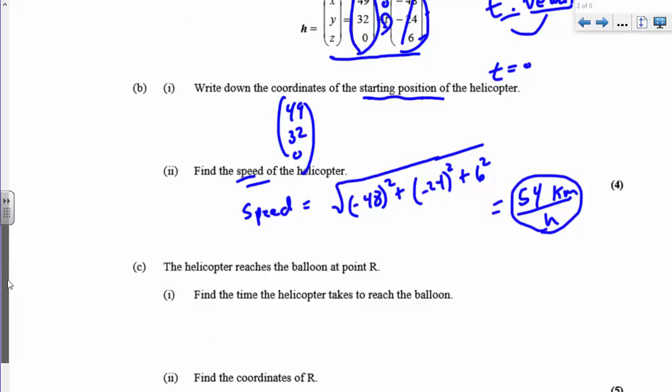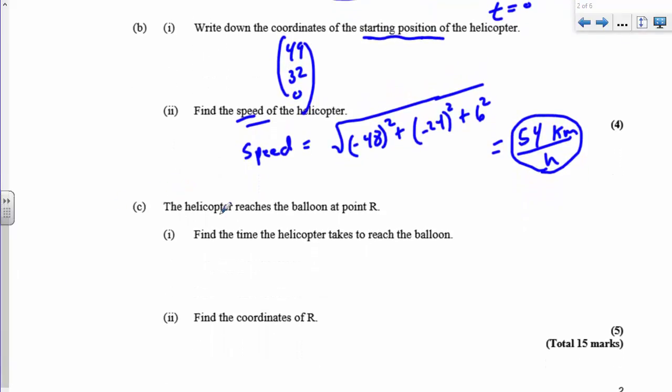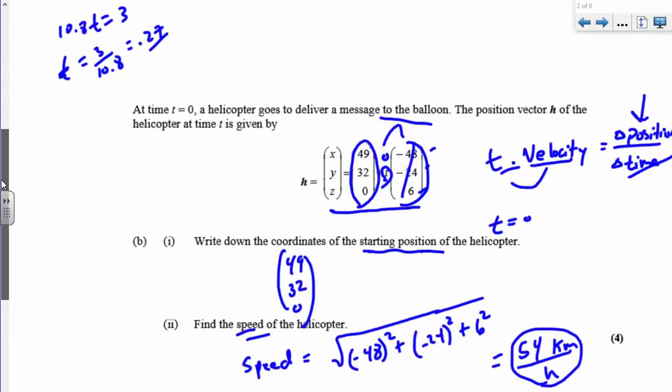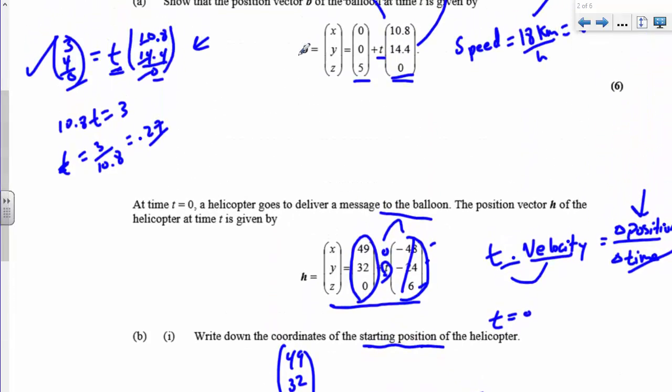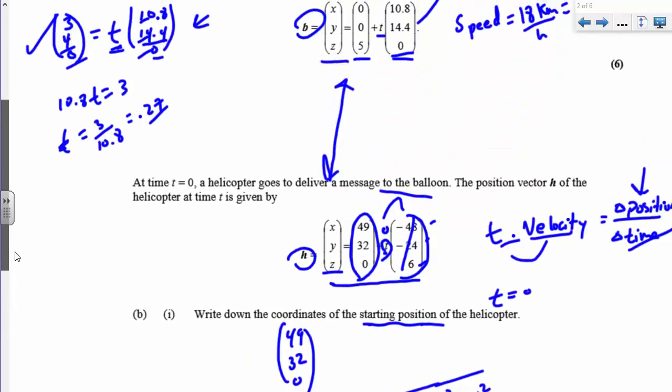So the helicopter reaches, let's go to the next question. The helicopter reaches the balloon at point R. Find the time the helicopter takes to reach the balloon. Well, this is the least fun part. We actually have an equation for the balloon and an equation for the helicopter, and we have to set these two equations equal to each other so that this coordinate and this coordinate are the same. That's where they intersect or collide. So let's do that.